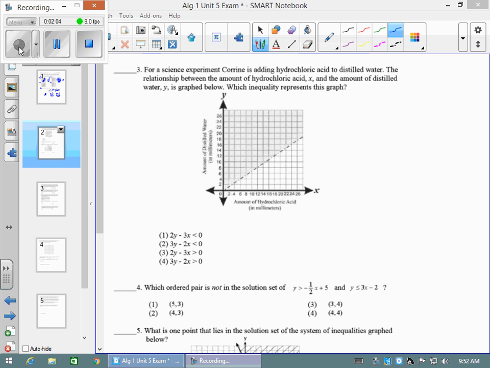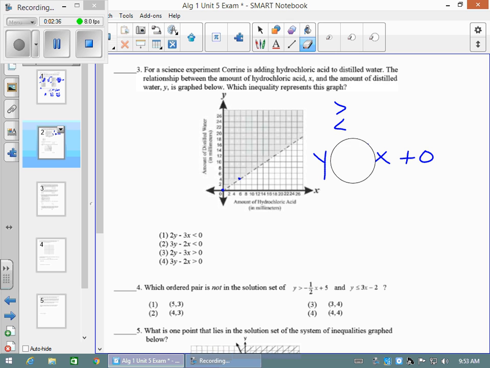Okay, for question 3, we're being asked which inequality represents this graph. So the first thing I would do is look at the graph and see what the inequality is. So I can see here that it has a y-intercept of 0. And if I look at the next nice point, my slope's going up 4 over 6. So I have a y-intercept of 0, I have a slope of 4 over 6, and I have to determine if this is going to be a greater than or a less than sign because it is a dashed line. I also can simplify the 4 over 6 to be 2 over 3. And I also don't need this plus 0.